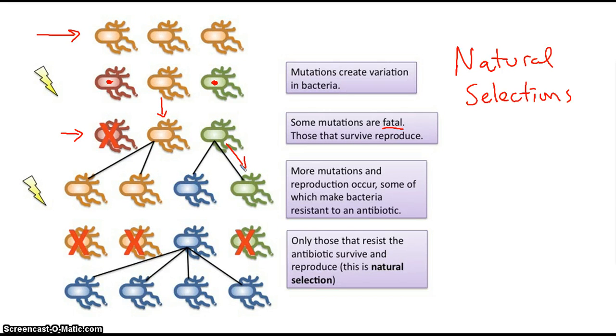But now if another mutation, more mutations occur, we can lead to this blue bacteria that we see, which is resistant to an antibiotic, say penicillin or amoxicillin. And now, when we get down to this last generation, the blue ones are the only ones that can survive because they're resistant to this antibiotic. So this is what we call natural selection. So those bacteria are being selected for based on the different genes, the different mutations that they've accumulated. And in this case, resistance to antibiotics is the major one here.